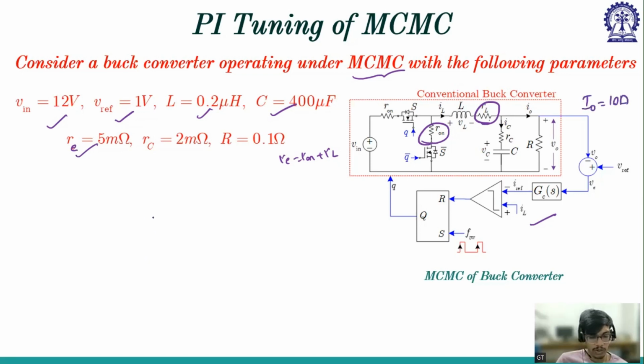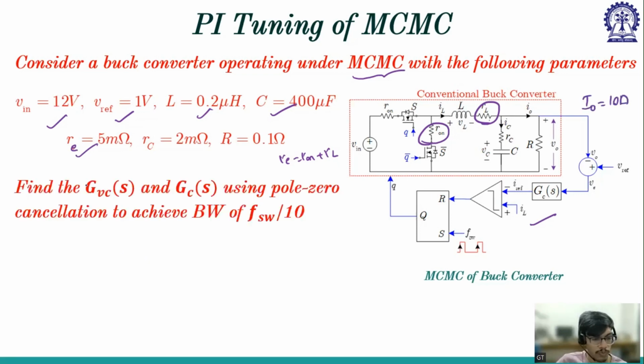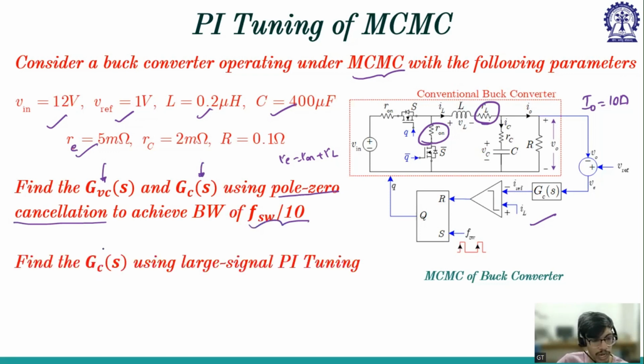So if I have given you these details, I want you to find the GVC of S, and then using GVC, using pole zero cancellation, I want you to find GC of S to achieve this much bandwidth. And this is small signal model. I would also like you to find GC of S using large signal PI tuning or that trajectory based controller that we have discussed at the end.